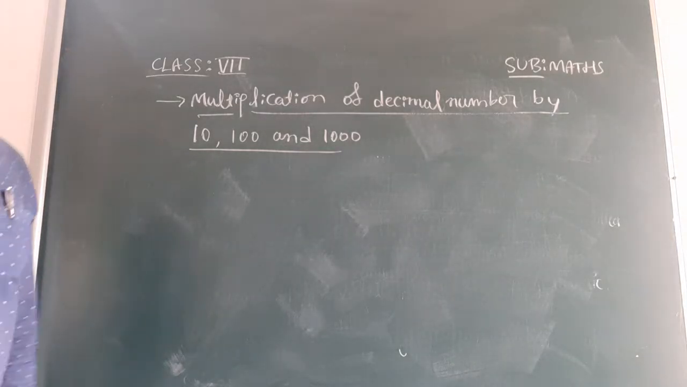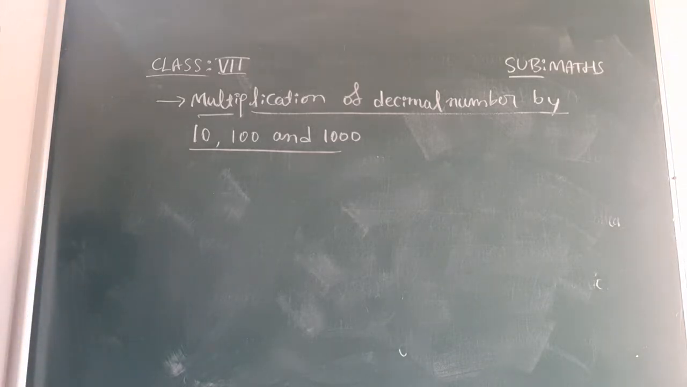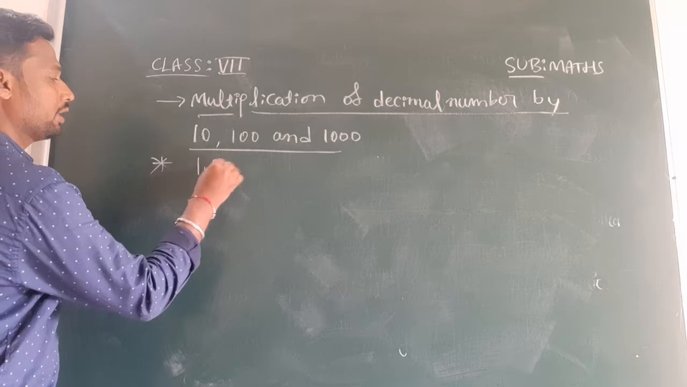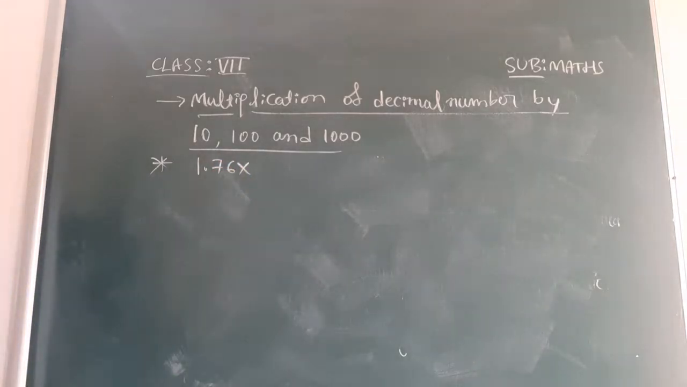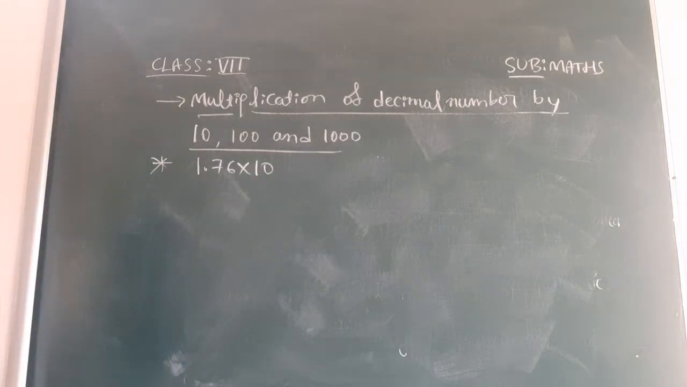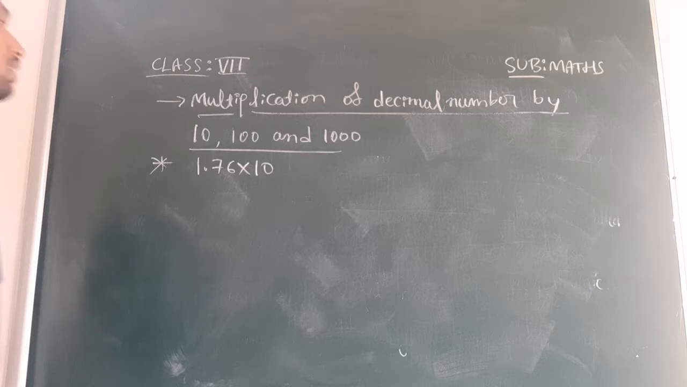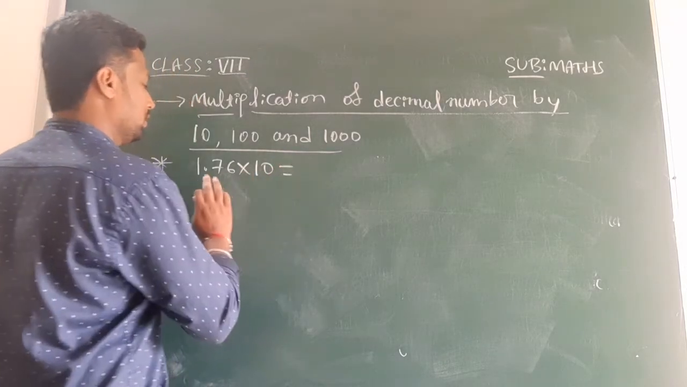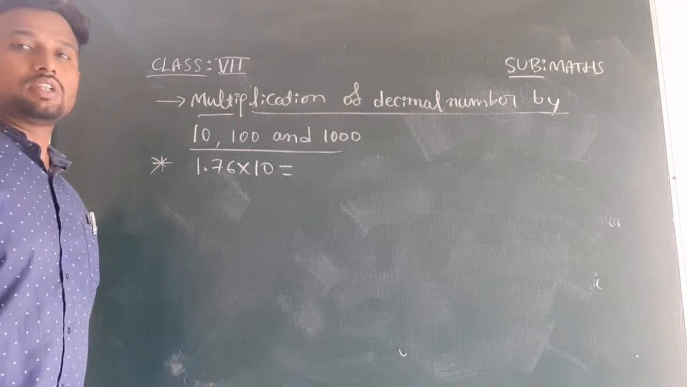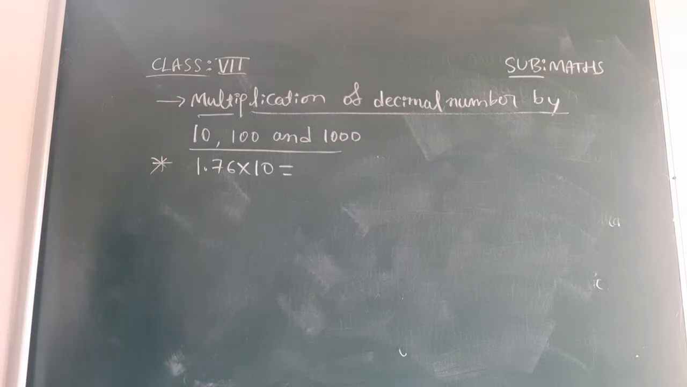Okay, so now here they have given some examples. We will discuss those examples now. So 1.76, this is the first example: 1.76 into 10. Now before multiplying directly this 1.76 into 10, they converted this 1.76 to fraction value, so that we can understand easily how to multiply these decimal numbers.